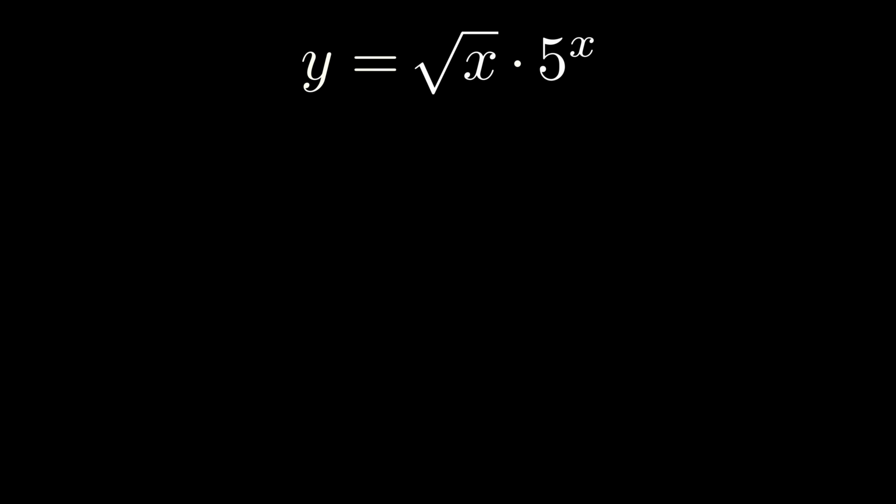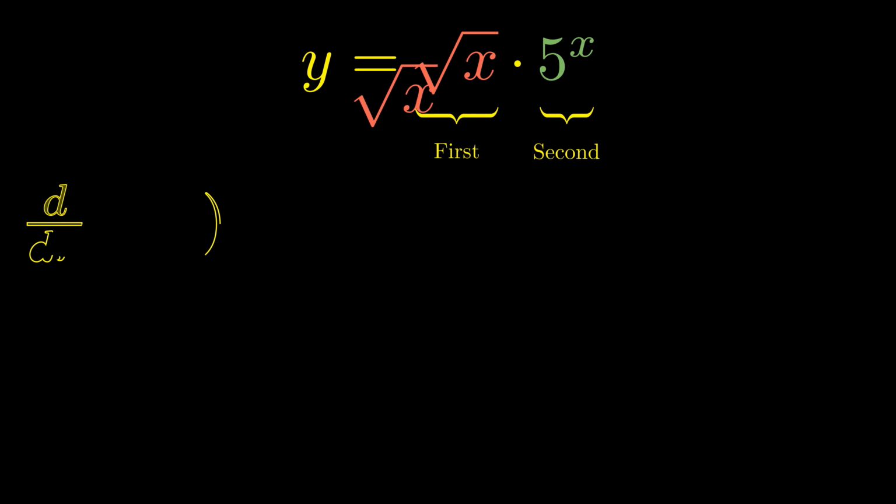Okay, let's see what we're made of. We will label square root of x first and color it red, and label 5 to the x second and color it green. Like last time, let's take our derivatives first.